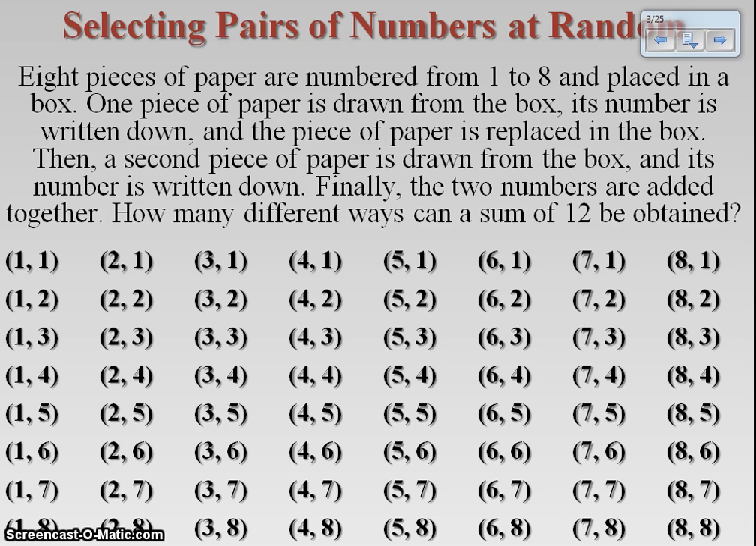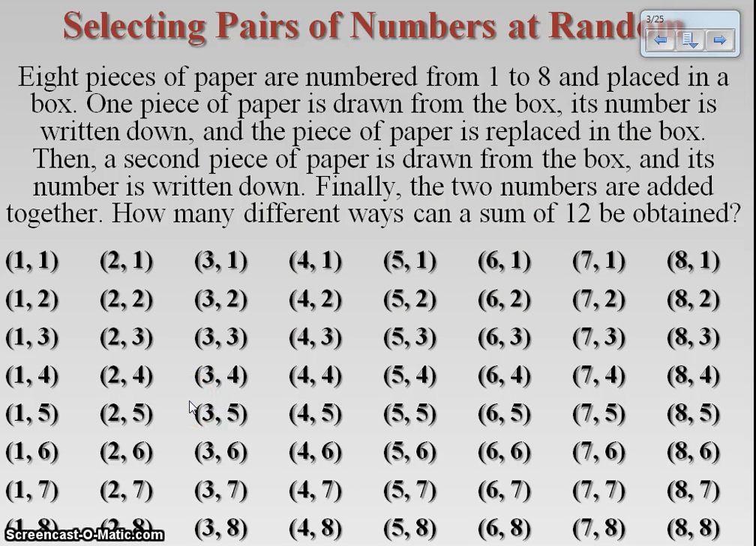So what are my possibilities? Well, one possibility is I could draw a 1 out first, and then when I put it back, I could get 1 again. Or I could get a 1 and then a 2, and a 1 and a 3, and all the way down to 1 and 8. Another possibility is I could start with a 2 first, and then put it back and draw a 1, or a 2 and a 2, and then all the way down through 8, and then so on. So we see here all the different ways that the slips of paper can be drawn.